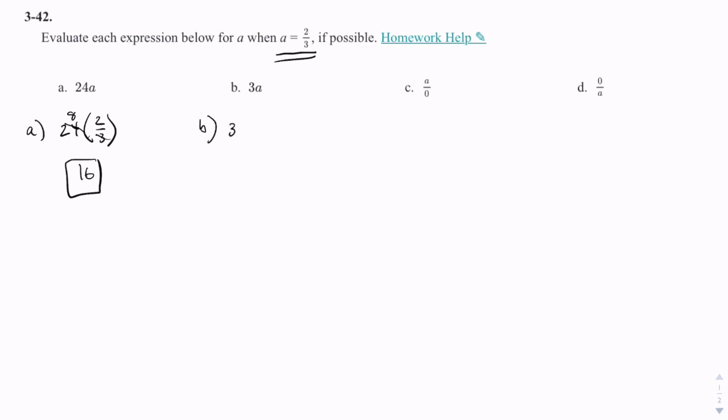B, I have 3 times A, which is 2/3. The 3's cancel. I'm left with 2.